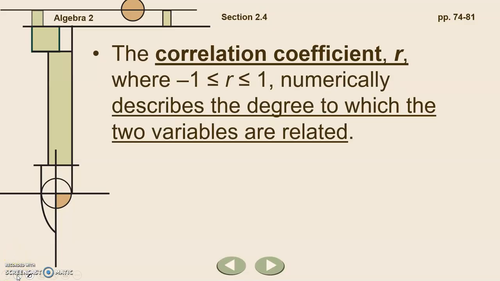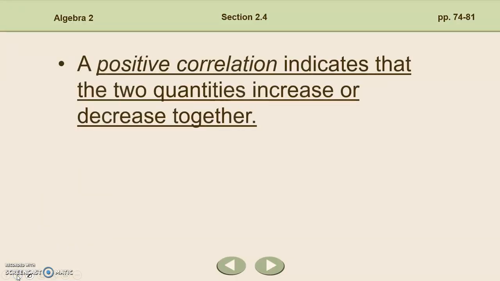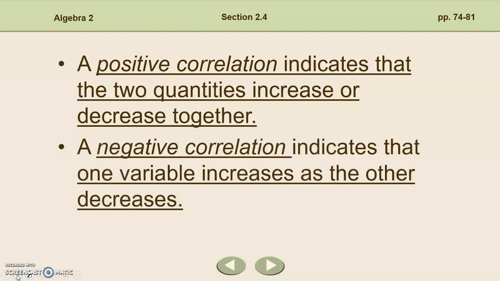The correlation coefficient R, where R is greater than or equal to -1 and less than or equal to 1, numerically describes the degree to which the two variables are related. So the closer we are to a straight line, the more closely they are related. A positive correlation indicates that the two quantities increase or decrease together. As one goes up, the other goes up. As one goes down, the other goes down. A negative correlation indicates that one variable increases as the other decreases.